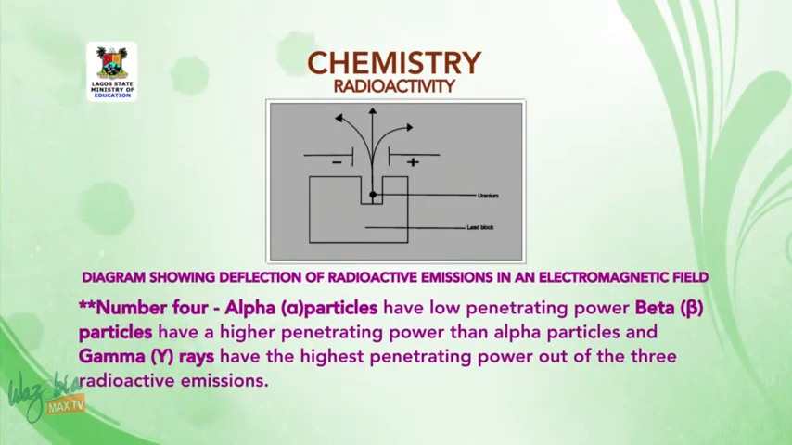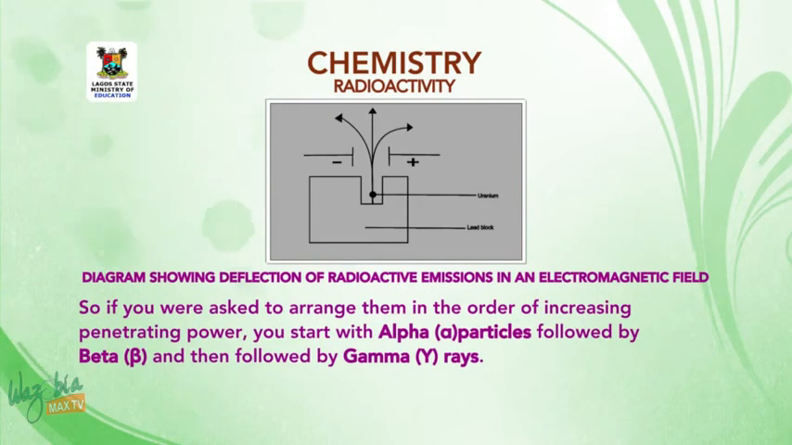Number four, alpha particles have low penetrating power. Beta particles have a higher penetrating power than alpha particles. And gamma rays have the highest penetrating power out of the three radioactive emissions. So if you were asked to arrange them in the order of increasing penetrating power, you start with alpha particles, followed by beta, and then followed by gamma.